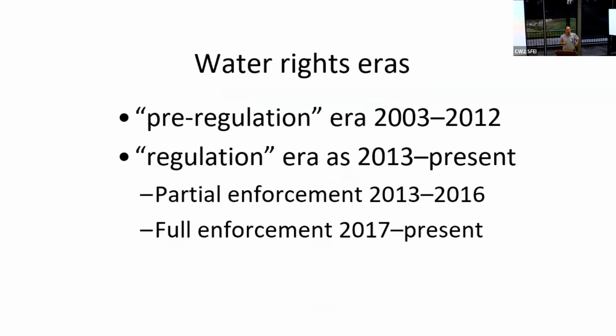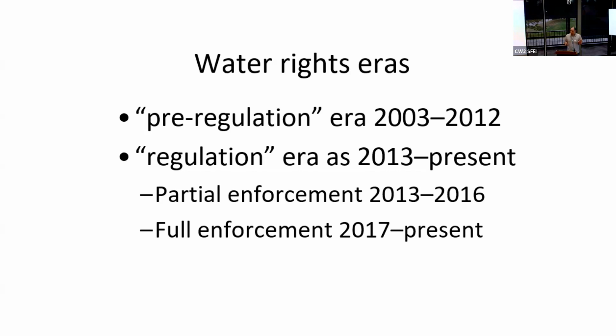Okay, so the effect of water rights regulation on the hydrologic effects of that. We divided the study period up into two major eras. There was a pre-regulation era that ends in 2012, because in 2013, the Klamath Tribes won recognition for their senior water rights, and they were able to start enforcing those water rights and curtailing irrigation to protect in-stream flows. So that we're calling the start of the regulation era.